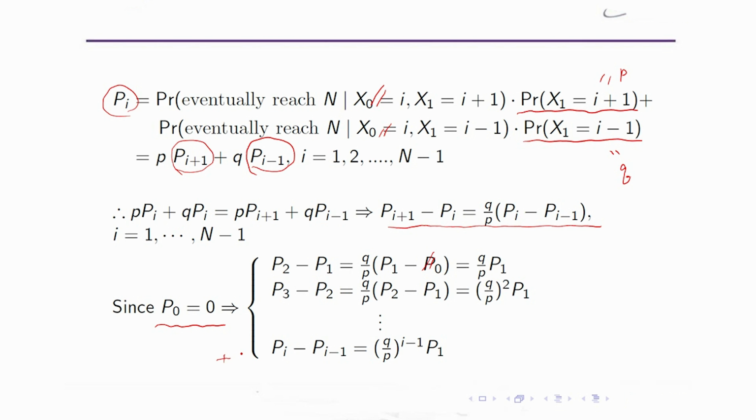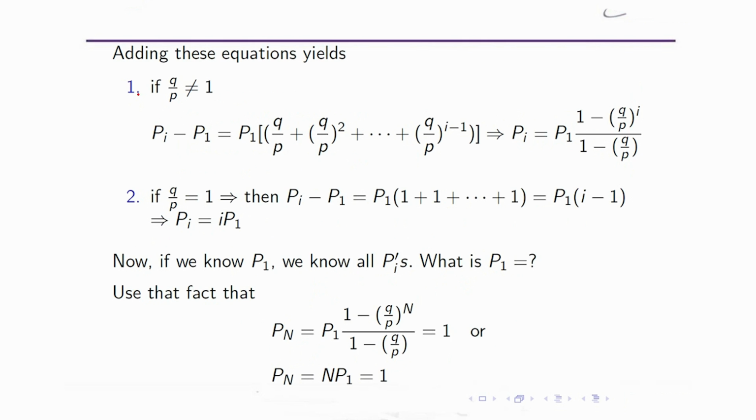Now, we can sum up these equations for the left-hand side and the right-hand side. For the left-hand side, we know that P2, P3, P4, all of these cancel out, so we are left with Pi minus P1. And for the right-hand side, this is actually a geometric series. So we have two cases. Number one, if q over p is not equal to 1, then Pi minus P1 will be equal to P1 times this geometric series. So we get this result.